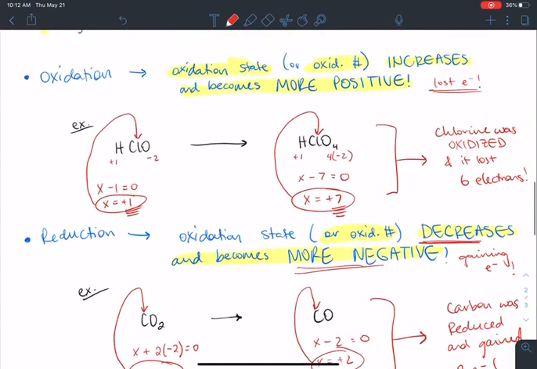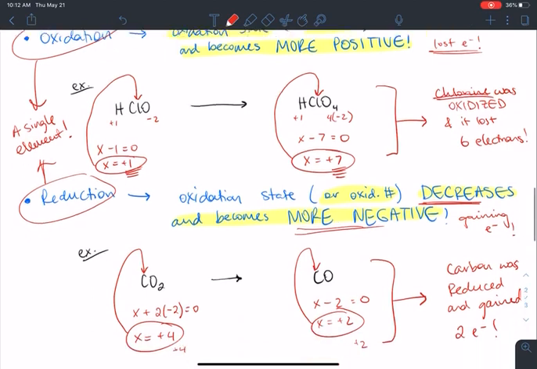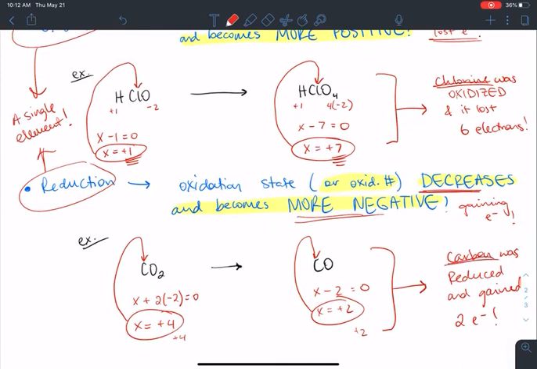So when you say something's oxidized or reduced, right, you're talking about a single element, right? Here, chlorine was oxidized. Here, carbon was reduced.